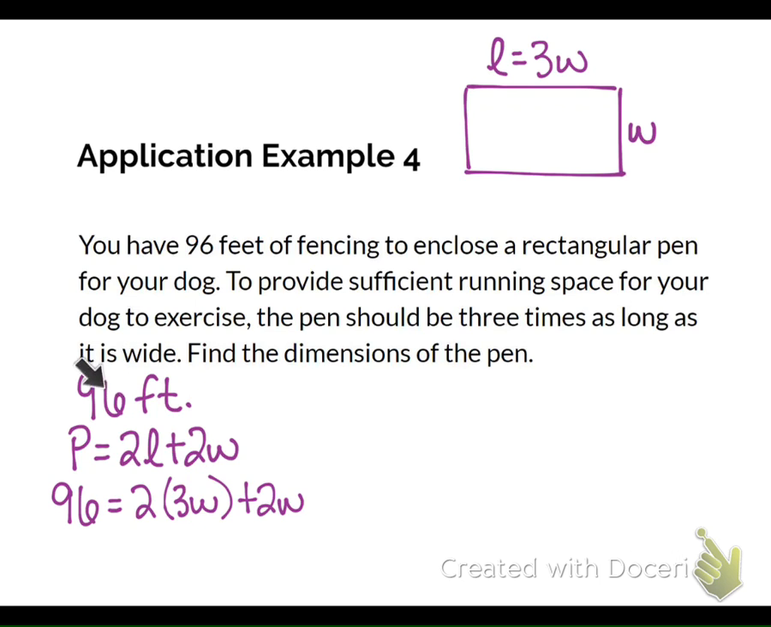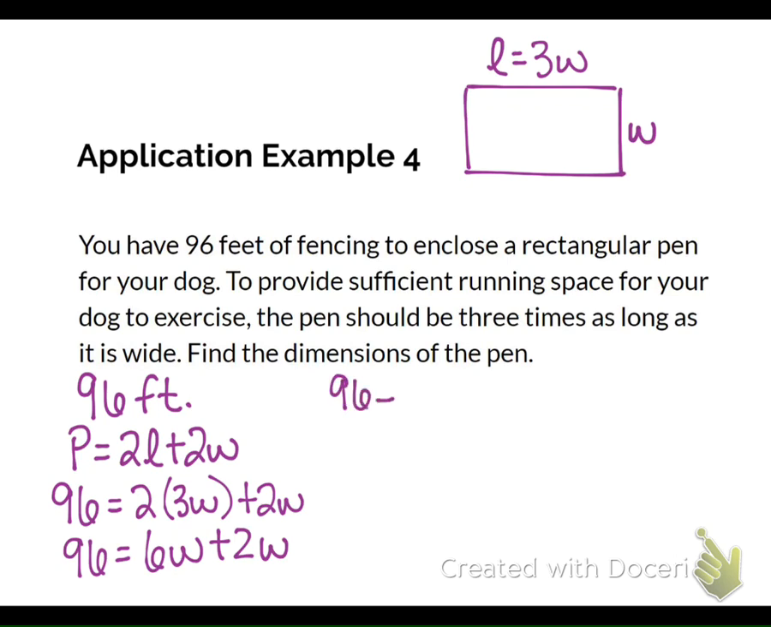Okay, total of 96 feet, so that's our perimeter. The length is 3 times the width, so I represented that up here. L equals 3W, plugged in the 3W instead of an L. The 2W on the end stayed the same, so that way we're talking in terms of W both times. To simplify this a little bit, I can first multiply and then combine like terms. So 96 equals 6W plus 2W.